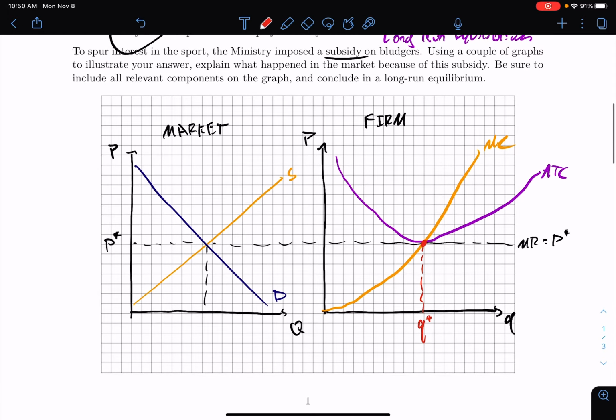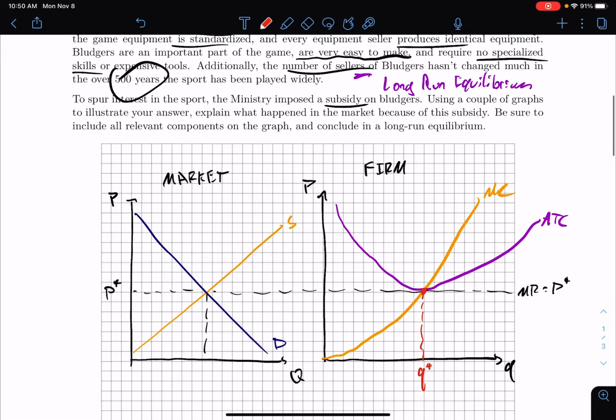We have all of these things happening all at once in long run equilibrium, which gives us MR equals P star equals ATC equals MC. We've got a lot of things going on there. Okay, so that's the setup.